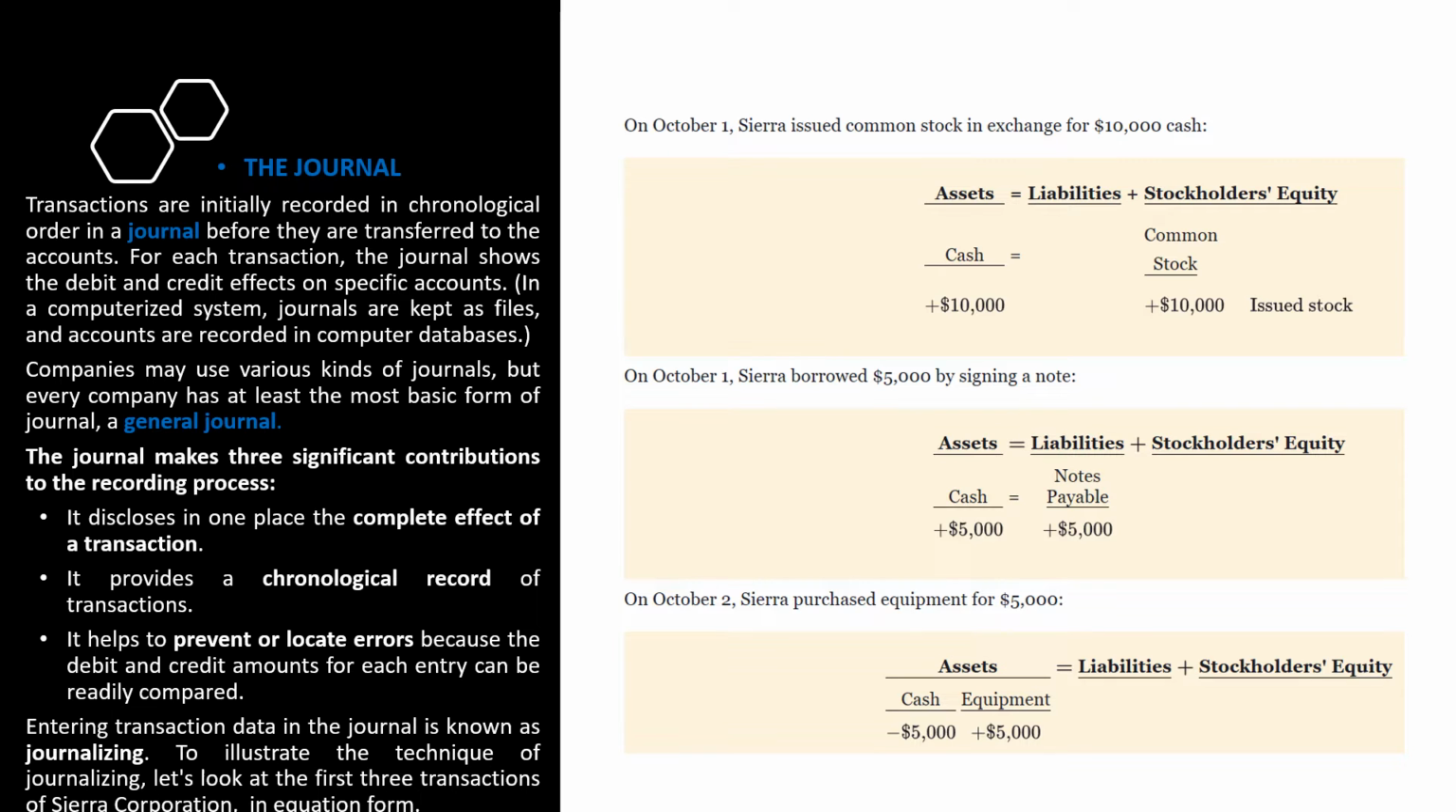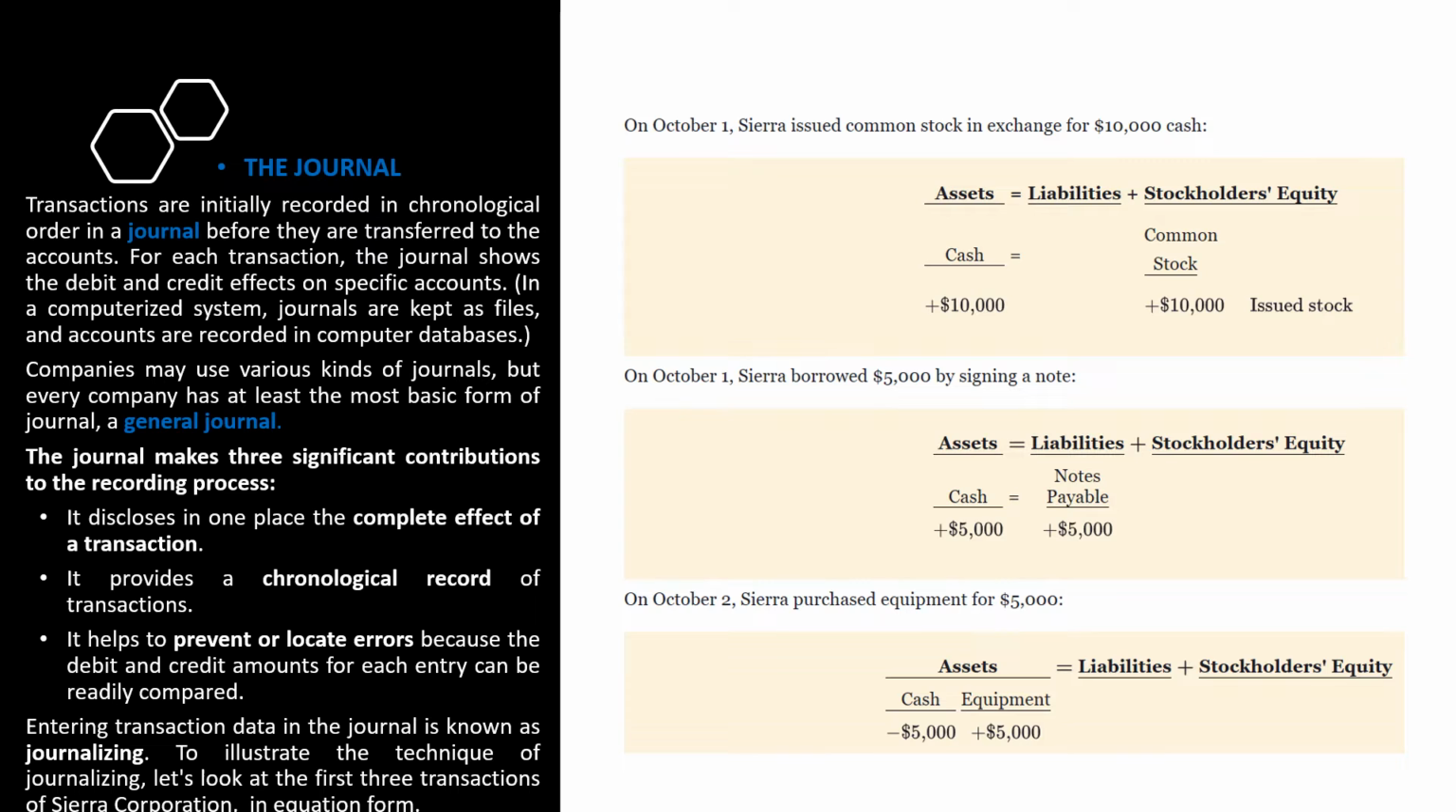So to illustrate the technique of journalizing, let's take a look at the first three transactions right here real quick. So we've got the equation right here, assets equal liabilities plus stockholders' equity. October 1st, we get common stock in exchange for cash, right? So assets, $10,000 cash increase. Then we've got the exchange for common stock, a $10,000 increase there.